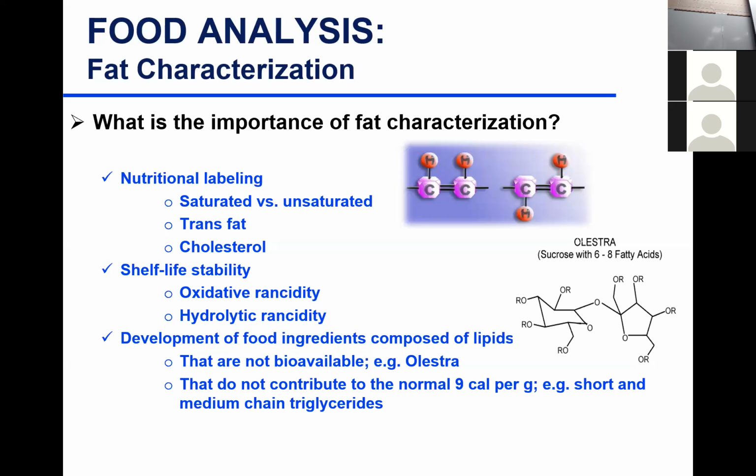The other thing I have on here is that sometimes you add components that simulate lipids but don't give you the calories, such as olestra. So we need to make measurements to differentiate how much actual fat we have versus a simulate of lipid.